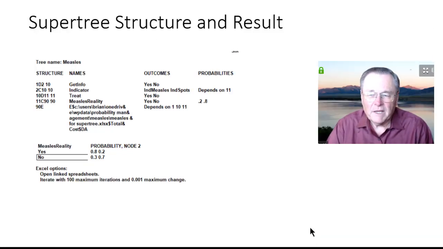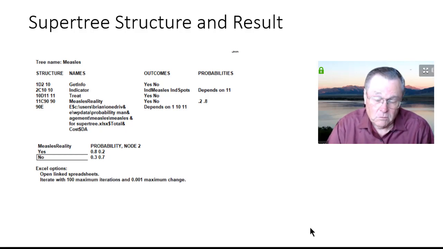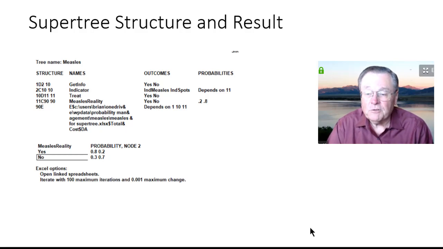So this is what it looks like in Supertree. And Supertree goes way back to the 80s, but still available. It is a really powerful analytical tool. It doesn't have a graphical user interface, but it does allow you to easily portray a tree. And in this particular case, we've indicated a decision whether to get information or not. We have an indicator here that depends upon node 11, which is the reality. We make a decision whether to treat or not, and these are the value measures and the Excel model that it links to. And here are the conditional probabilities we just reviewed.